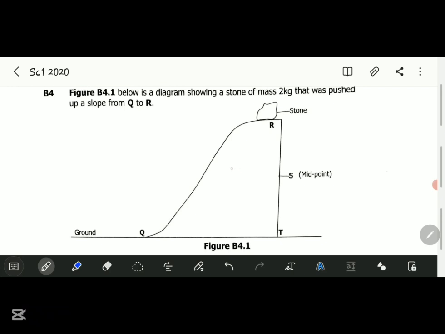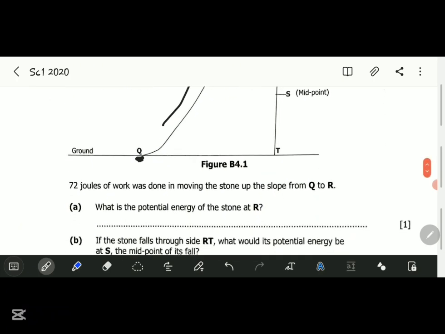Figure B4.1 below is a diagram showing a stone of mass 2 kilograms that was pushed up a slope from Q to R. So the stone was pushed from Q, which is this point, up the slope to R, which is this point, the topmost of the slope. And the stone had a mass of 2 kilograms, so we need to bear that in mind.